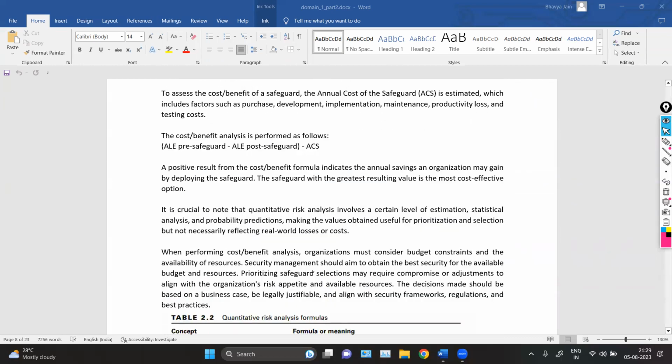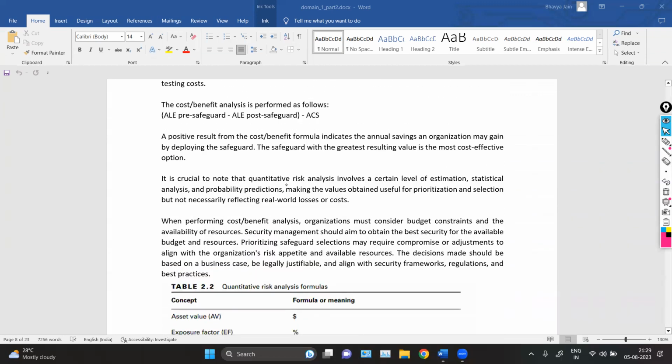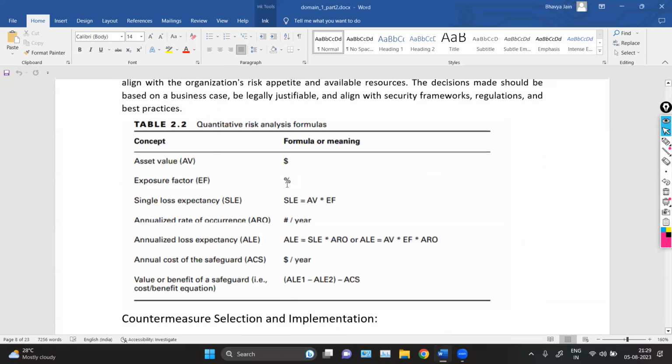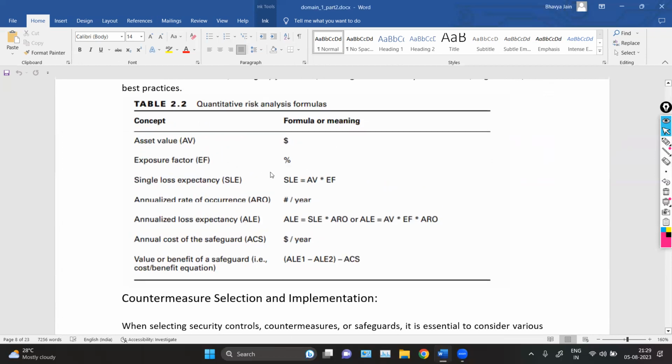So here we have the formulas. Asset value is in dollars and exposure factor is in percentage. SLE equals AV into EF. Then annualized rate of occurrence, ARO, is in number per year, which is how many times a threat or risk can occur within a year. Then ALE equals SLE into ARO, or we can say ALE equals AV into EF into ARO. So it's the same, because the formula of SLE is AV into EF, so we are replacing SLE here with this form. You can take this one or this one, both are the same.